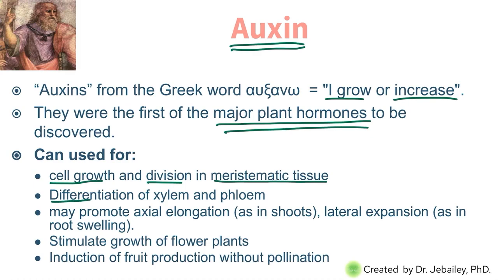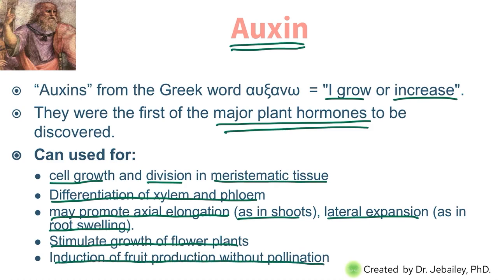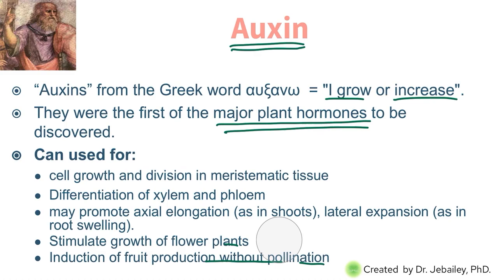They also help differentiate the xylem and the phloem. They also promote axial elongation in the shoots and lateral expansion in root swelling. They stimulate the growth of flowers and the induction of fruit production without pollination. These are just some ideas you might want to do your IAs on, but the one you must really know is definitely the cell growth and division of the meristem tissue. This is the one that IB expects from you when it comes to auxin.